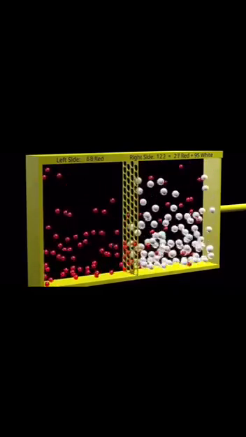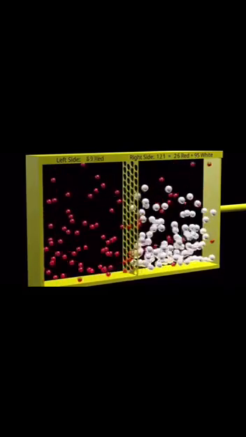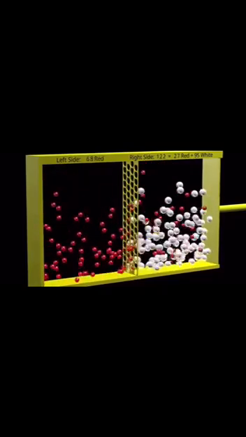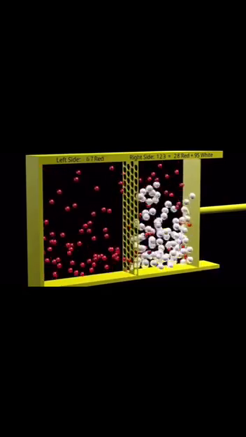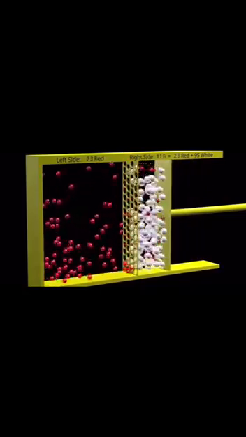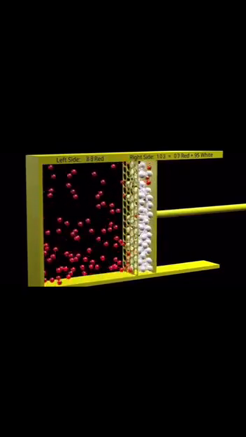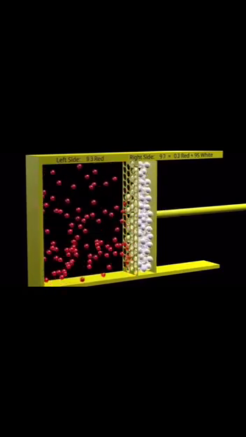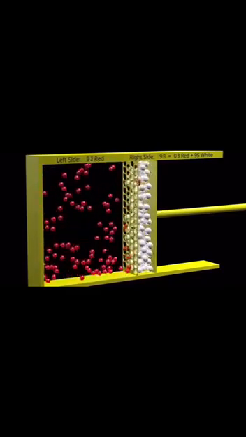Suppose we want to reverse this process and move all the red particles back to the left side, at least as many red particles as we can. We can do this through the process called reverse osmosis. If the piston on the right moves towards the left, we can try to force the red particles through the membrane back to the left side. Notice the number of red particles at the top of the screen. On the right side of the membrane, the number of red particles becomes 0. Next, we will show you reverse osmosis in a different way.